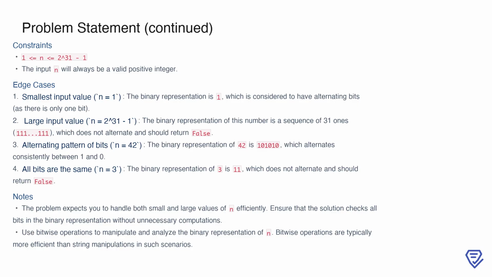Another interesting case is when n equals 42, where the binary representation is 101010. This alternates perfectly between 1 and 0, so the output is true. However, for a number like n equals 3, the binary representation is 11, which does not alternate, and the output should be false. It's also worth noting that the problem encourages you to use bitwise operations to efficiently analyze the binary representation of n. These operations are more computationally efficient than converting the number to a string and analyzing it character by character, so keep that in mind while designing the solution.